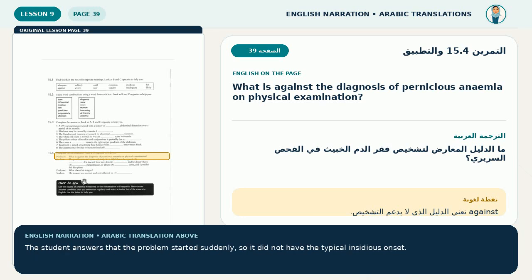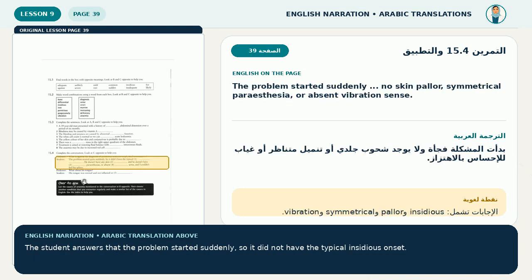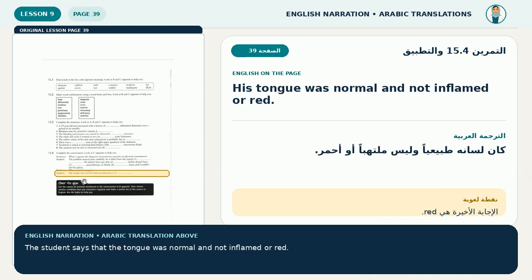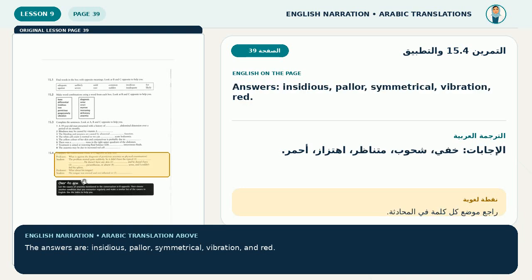The student answers that the problem started suddenly, so it did not have the typical insidious onset. The patient does not have skin pallor. He does not have symmetrical paresthesia or absent vibration sense, and the student could not feel his spleen. The professor asks, what about his tongue? This question is also translated on screen. The student says that the tongue was normal and not inflamed or red. The answers are insidious, pallor, symmetrical, vibration, and red.